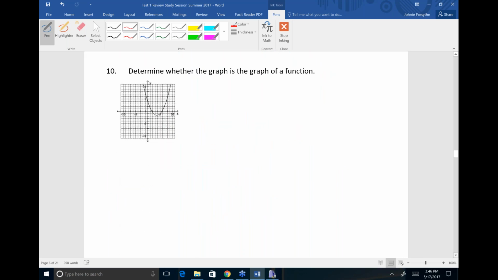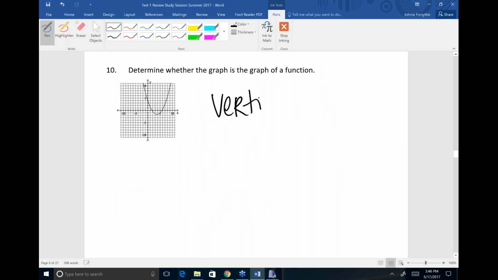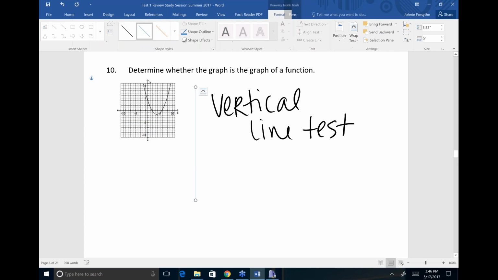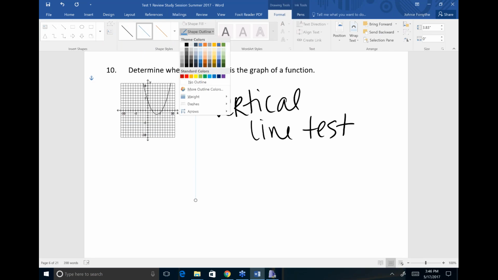Now, how can you tell with a graph? So the way that you tell if it's a function looking at a graph is called the vertical line test. All right? So what that means is that if you took a vertical line, can I just make a shape here? Let's see if I can do that. I'm going to make it really thick.